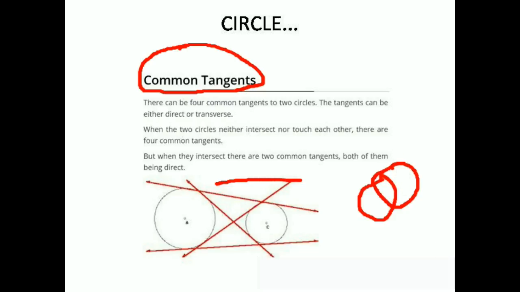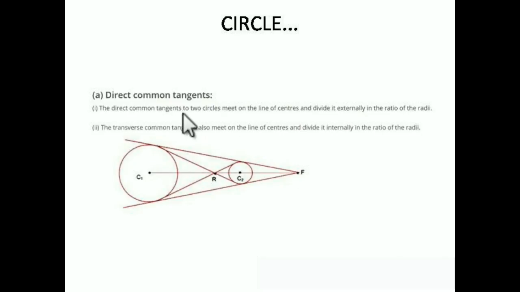We are seeing this in the next slide. So, the direct common tangents, you can see, these are the direct common tangents. Direct common tangents to the circles meet on the line of centers and divide it externally in the ratio of the radii. Now see, this is also a very important thing. This is a common tangent, this is a common tangent. They intersect each other at this point F, and this point lies on the line passing through both centers. What is the ratio? Where do we have to locate this point?